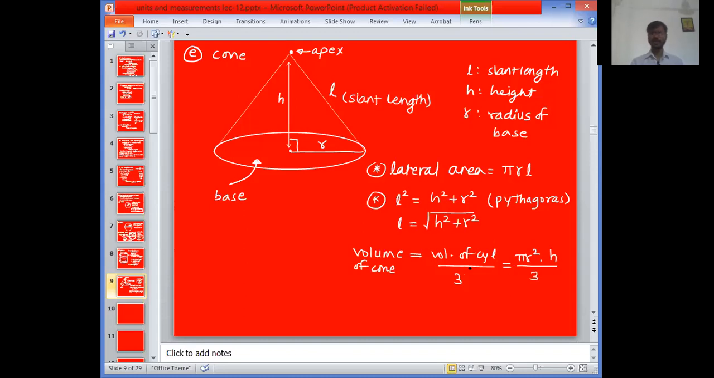Because there are no proofs, we have the formulas directly. Up to this, reply in the chat box, clear and written. Volume of cone formula is pi r square into h upon 3. Fine.